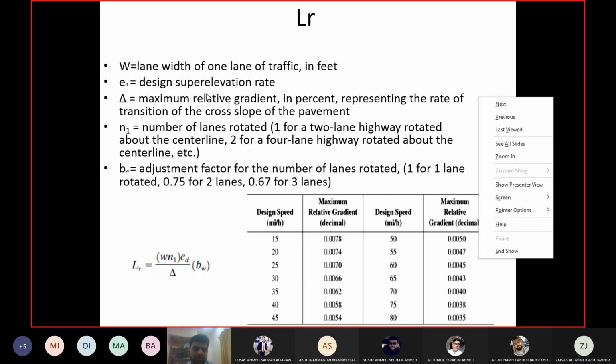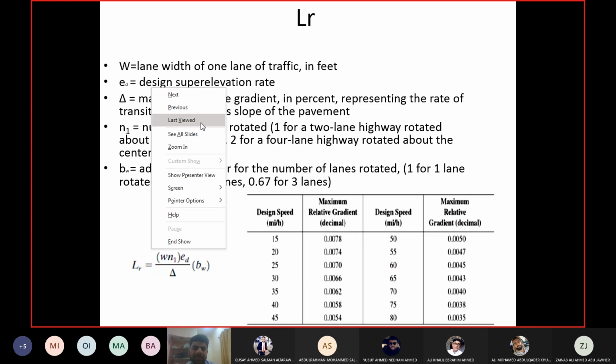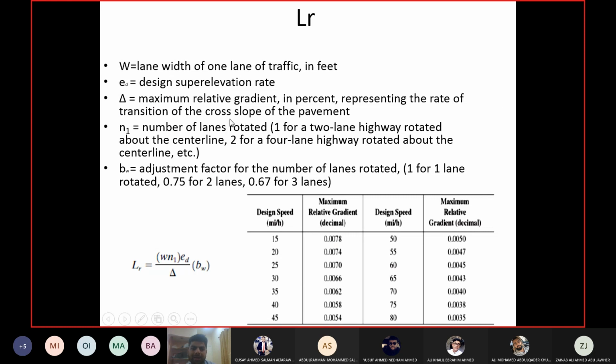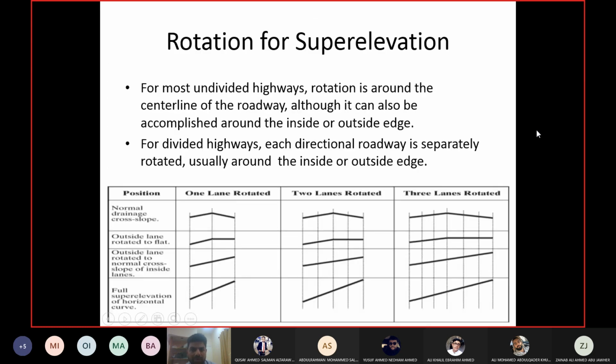Then ED is the super elevation you want to achieve. What super elevation you want to achieve in the end. Delta is the relative gradient, the rate of transition of the slope, the rate of change of slope. During super elevation runoff, you are changing your slope from 0 to full super elevation, right? So at what rate are you changing it? That is delta, the rate of change of gradient.